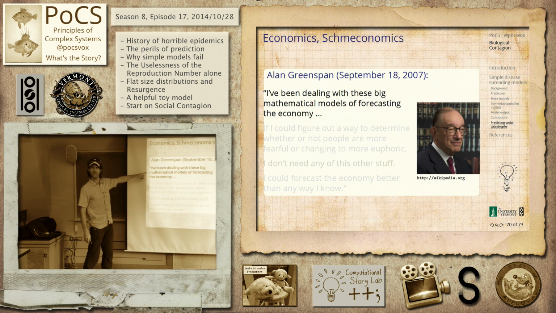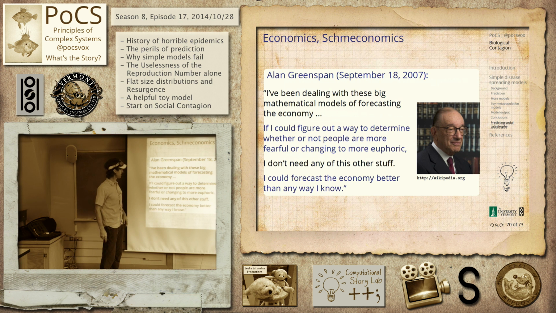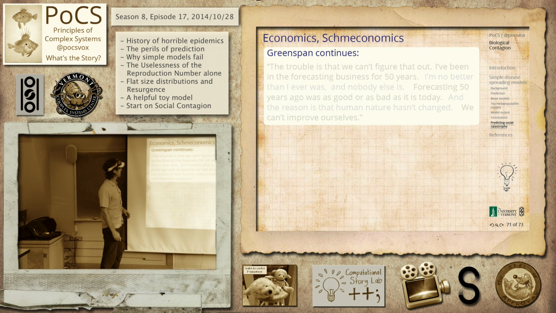This is from preceding this, so there's a year before. I've been dealing with these big mathematical models of forecasting the economy. This is an interview. If I could figure out a way to determine whether or not people are more fearful or changing to more euphoric, I don't need any of this other stuff, which is a pretty strong statement. Let's just get rid of the math, or maybe there's math here. I could forecast the economy better than any way I know. It's not how it usually works.